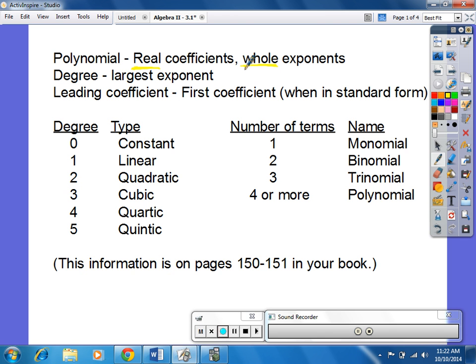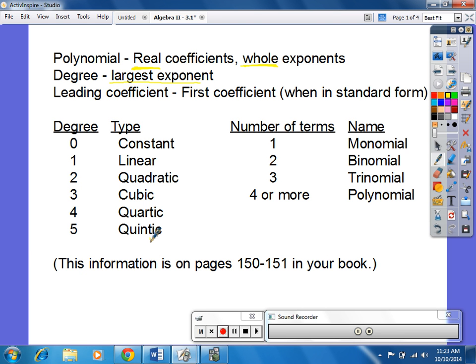When we are dealing with polynomials, we want to have them in standard form. Standard form means that the largest exponent comes first, and the largest exponent is also called the degree of the polynomial. If a polynomial has a degree of 0, it's labeled as a constant polynomial. 1 is linear, 2 is quadratic, 3 is cubic, 4 is quartic, and 5 is quintic.